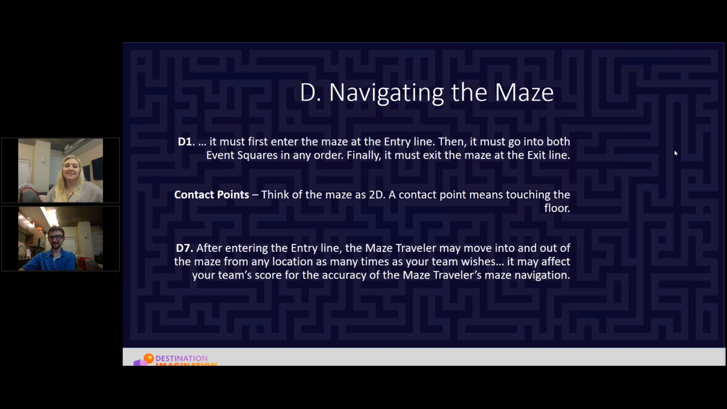Okay, another thing is after entering the entry line, the maze traveler can move in and out any way that it wishes. One of the things I want to point out is there will not be an outside boundary of the maze. So the maze is going to be taped, but the outside boundaries are not going to be 2x4s. The only 2x4s are those bold lines on the maze.